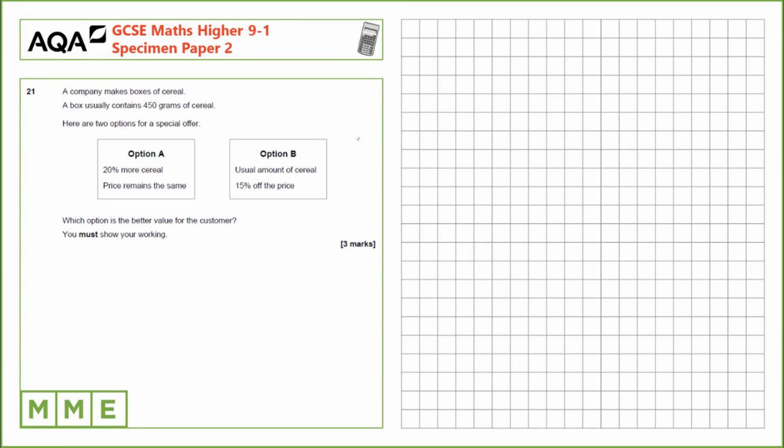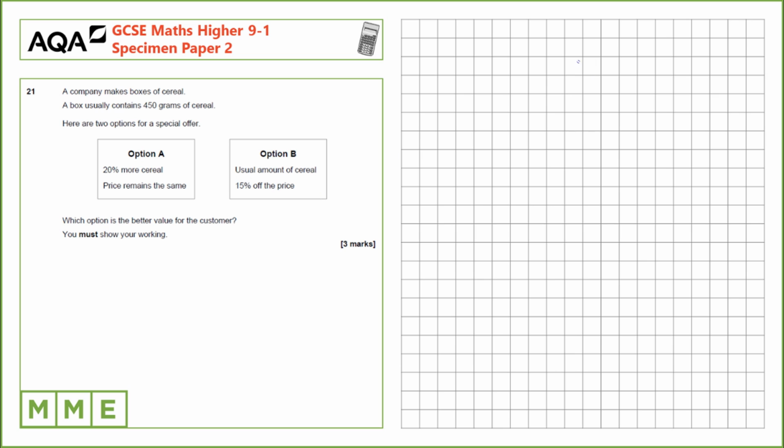Question 21. A company makes boxes of cereal. A box usually contains 450 grams of cereal. We have 2 options for the special offer. Option A, where 20% more cereal is contained, but the price is the same. And option B, where we have the normal amount of cereal, we get 15% off the price. Which option is better value for the customer? We must show our working.